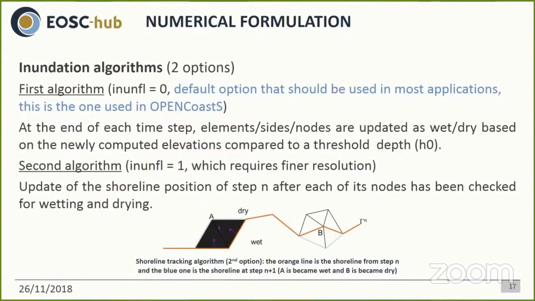Finally, I will present you the two options for inundation algorithms. The first one is the default option, and that's the one used in OPENCOASTS. At the end of each time step, entities of the grid, which are elements, sides, and nodes, are updated as wet or dry based on the newly computed elevations compared to a threshold depth H0. The second algorithm requires finer resolution. For it, the shoreline position is updated after each of its nodes has been checked for wetting and drying. For example, on the figure, at step n+1, the shoreline has been updated. A has become wet and B has become dry.